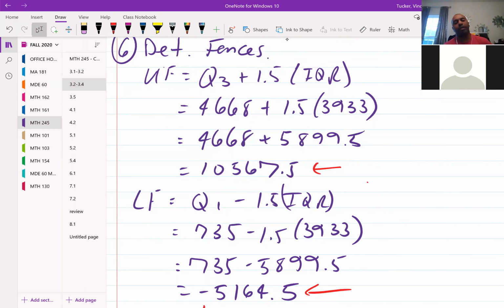And then our lower fence, Q1 minus 1.5 times IQR, 735 minus 1.5 times 3933. And that gives us negative 5164.5.